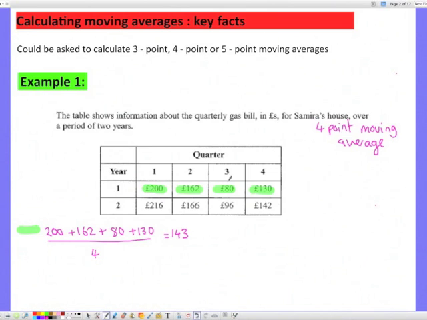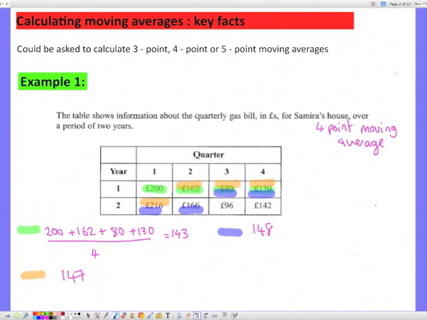To calculate the second moving average, we're going to shuffle along one. So instead of starting here, we'll go 1, 2, 3, and then here to find our 4th value. So our second moving average, add up these 4 values and divide by 4, which gives us a value of 147. For our third moving average, we're going across here, starting 1, 2, 3, 4. Add them up, divide through by 4, and our third moving average is 148.